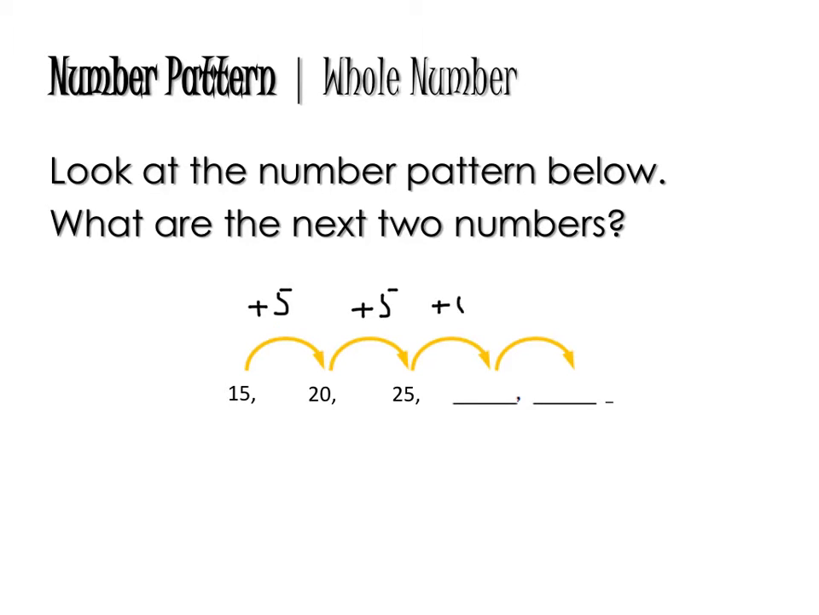And so number patterns, they repeat itself. That's why it's called a pattern. So the next two numbers are actually 30 and 35. So you know all about this already, and I hope that you will remember this concept because it is exactly the same when it comes to decimal number patterns.